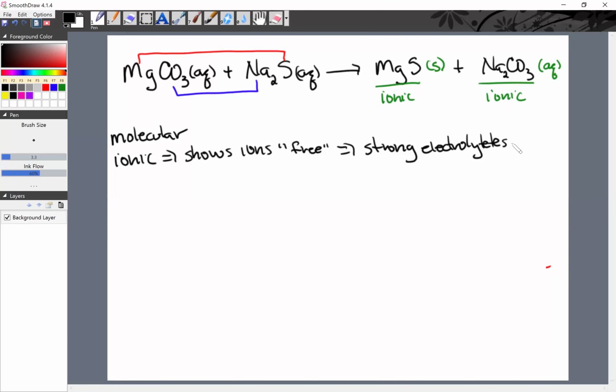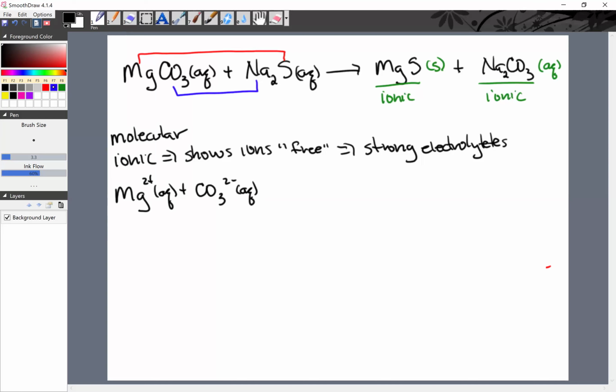This is me trying to get into my ionic form. All right, and here's how we ask that question. I'm looking at the left. I'm looking at magnesium carbonate. First question: are you aqueous? And the answer is yes. Next question: are you ionic? The answer is yes. Basically, I just said I have ions floating around in water. What really is happening is, so I'm going to break them up. So the magnesium ion is floating around with the carbonate ion.